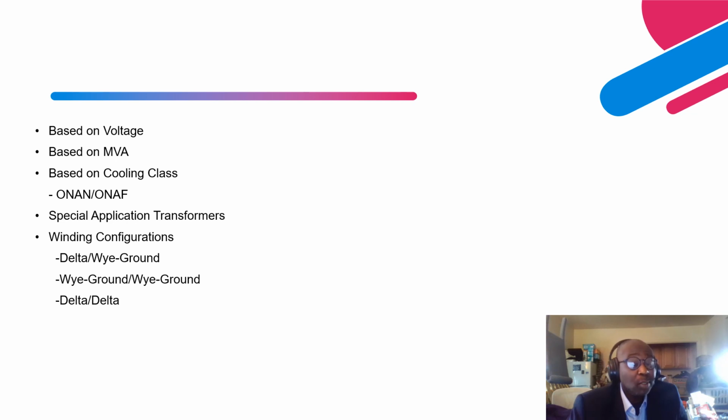Power transformers are classified based on the voltage. That is why we have different voltage classes on the high side and on the low voltage side. Then they are also classified based on MVA outputs. So we have different MVA outputs for different classes and applications of power transformers. They are also classified based on the cooling class. A typical example of the cooling class is ONAN. ONAN means that the oil is flowing naturally, and also air is flowing naturally over the radiator. Then ONAF means that the oil is flowing naturally and the air is forced to blow over the radiator, utilizing cooling fans.